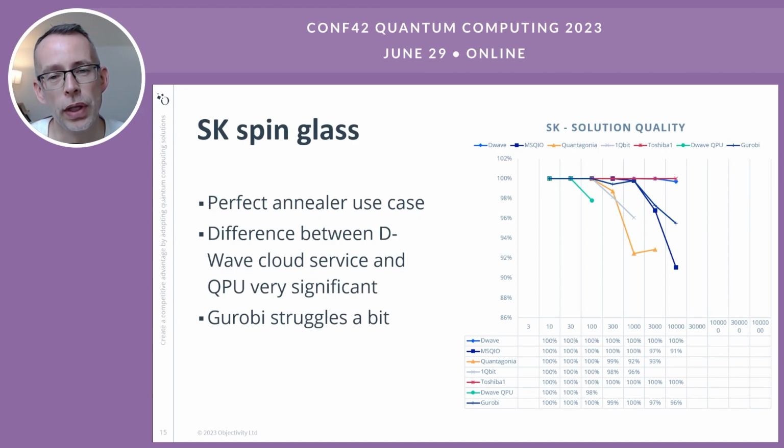On the x-axis, we increase the size of the problem. On the y-axis, you find a percentage, which is basically the quality of the solution as measured by the energy of the Hamiltonian compared to the best possible solution that we've got. And you can see that the D-Wave Cloud Service does an absolutely great job on this particular problem and is basically pegged at 100%. Within a given time, it comes up with the best solution of all.